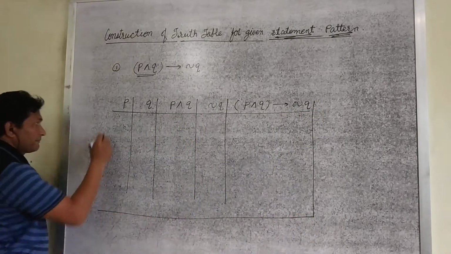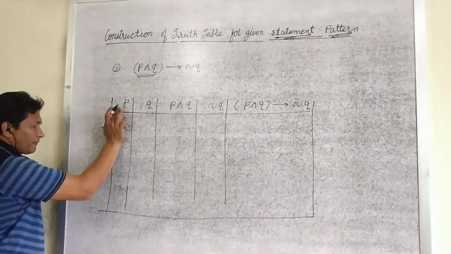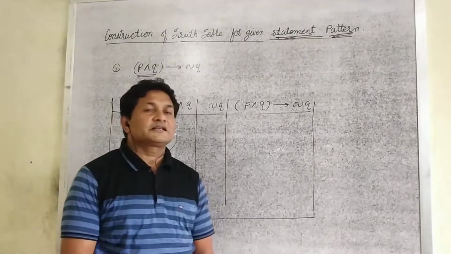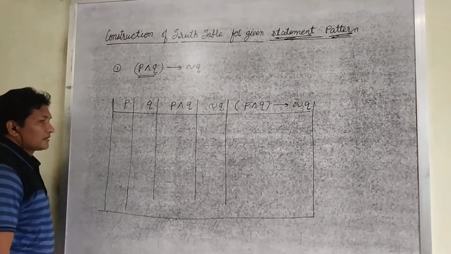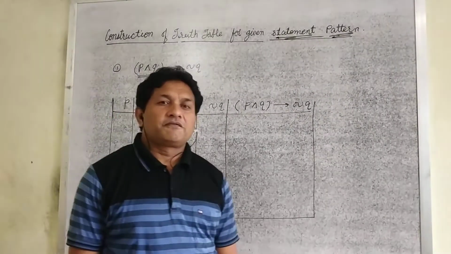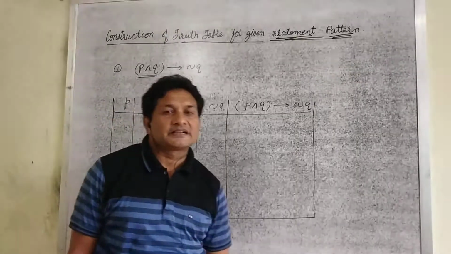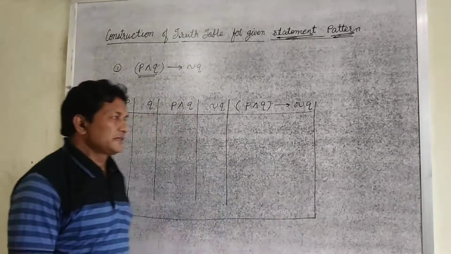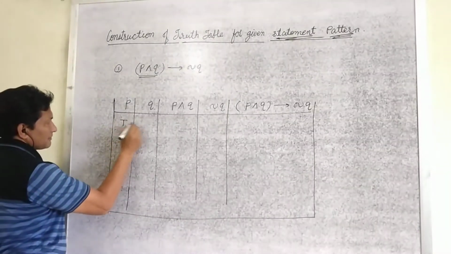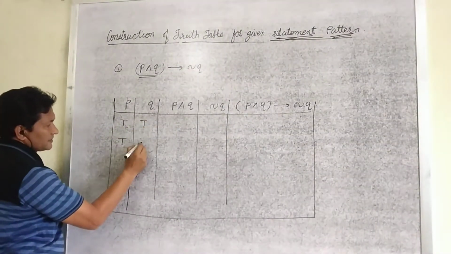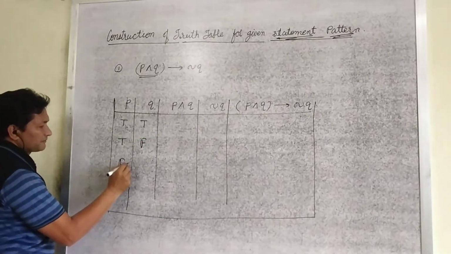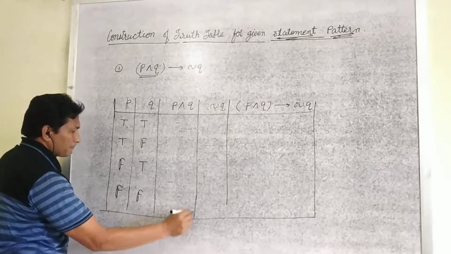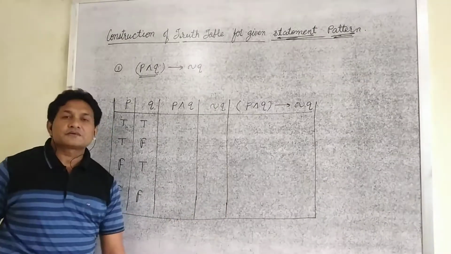So in this way, first draw the columns for the given statement pattern. After drawing the columns, now use the possibilities of the statements. A statement is either true or false. Where there are two statements, there are only four possibilities: both are true, first true and second false, first false and second true, and last both are false. So these are the possibilities when there are two statements.